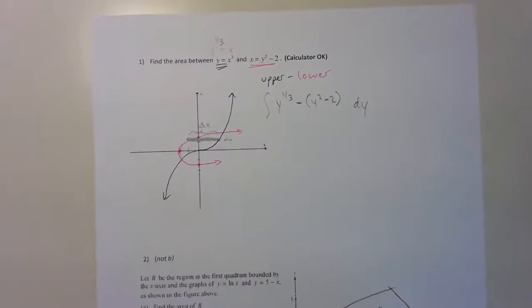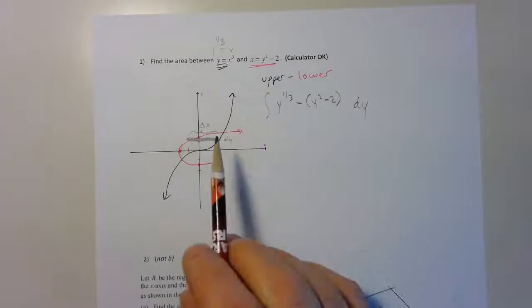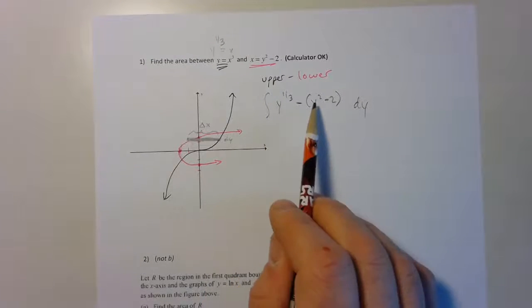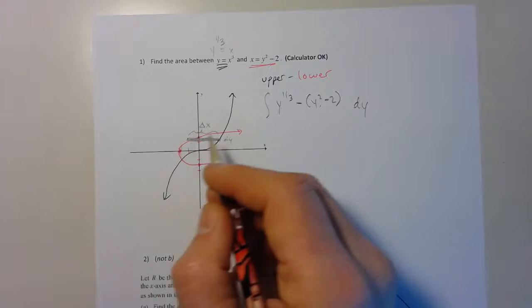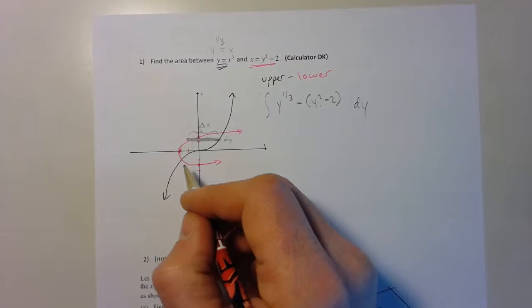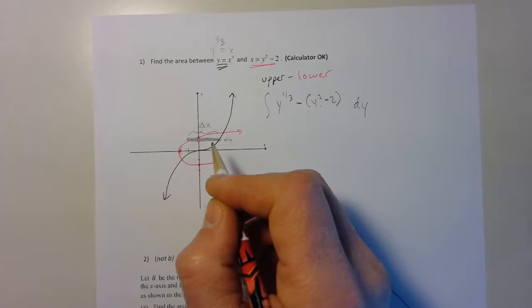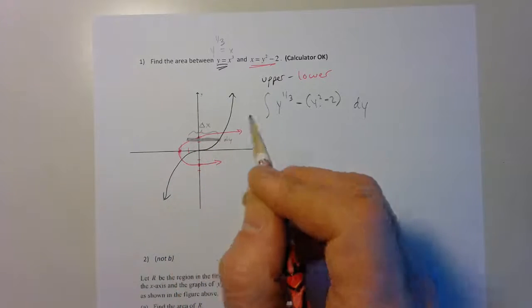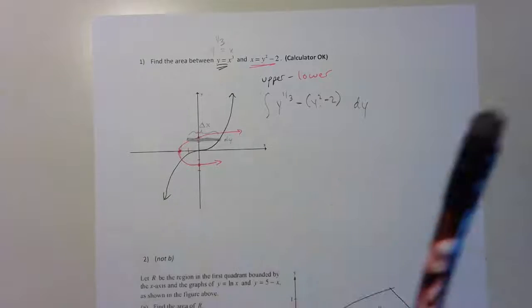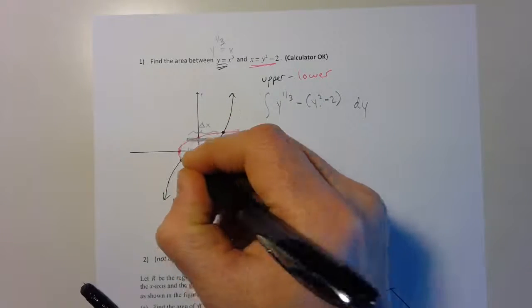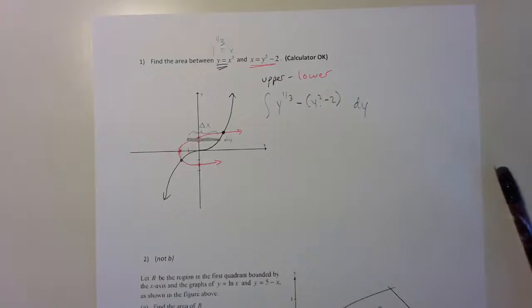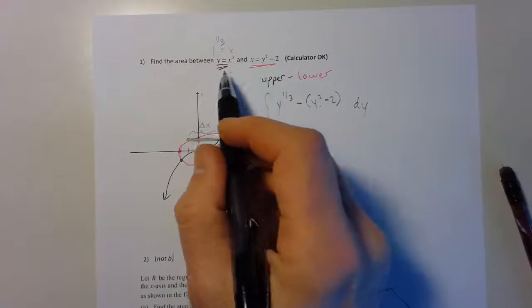So we have that. Hopefully that makes sense why that's the upper bound and that's the lower bound. Let's see, I need to figure out what my y values are varying between, so I have to figure out what the lowest y value is going to be and what the largest it's going to be. So I really need these intersection points here. The problem says calculator's okay, so we'll use that.